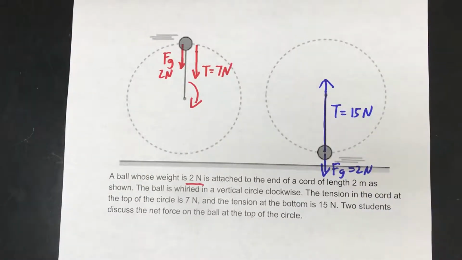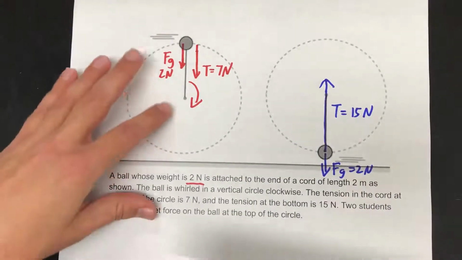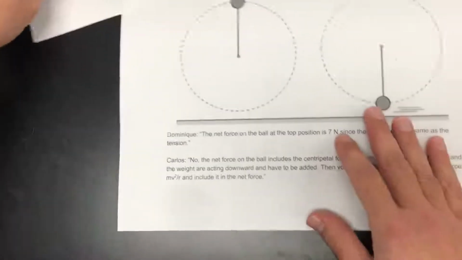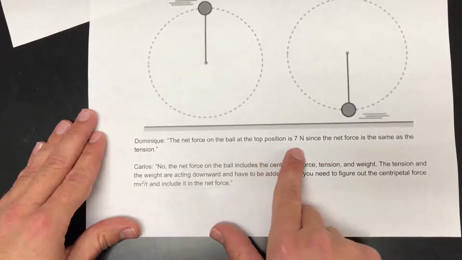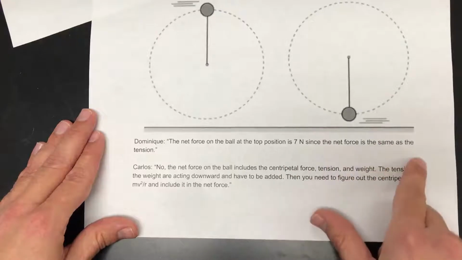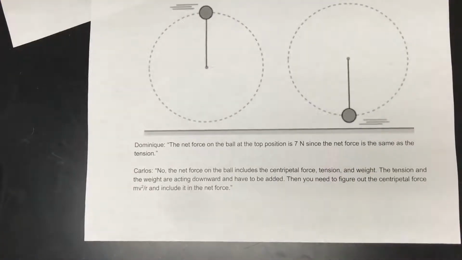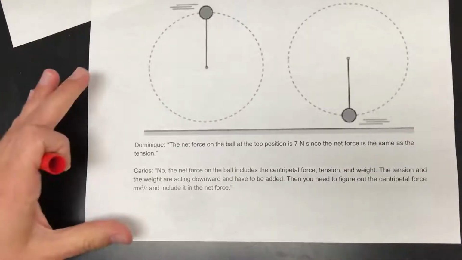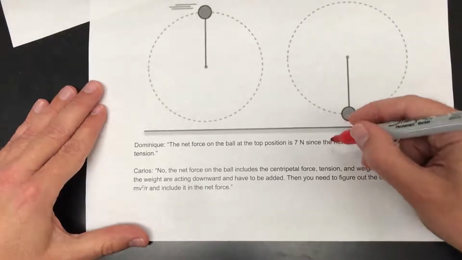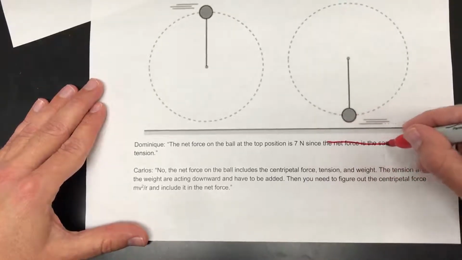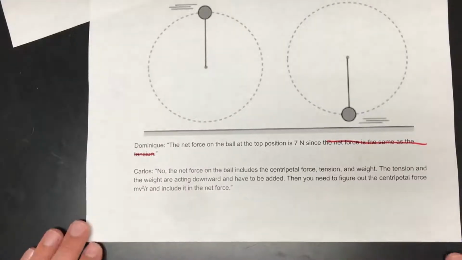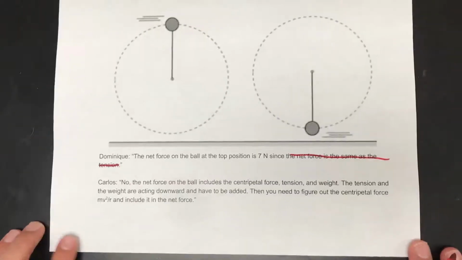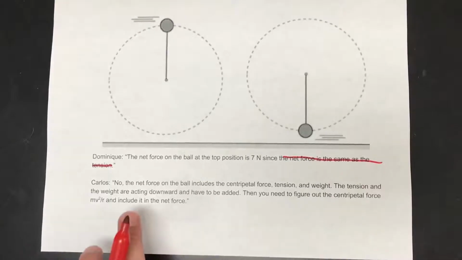So the very first thing that they have here is they have some people arguing over this, and they say that Dominique says the net force on the ball at the top position is 7 newtons, since the net force is the same as the tension, and you are supposed to cross out anything that they say that's incorrect. And the thing that she says that's incorrect is that the net force is the same as the tension, because we have another force involved here, and that is the force of gravity. So that's got to be included.